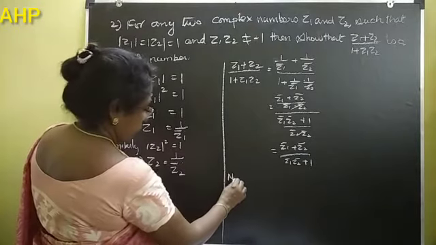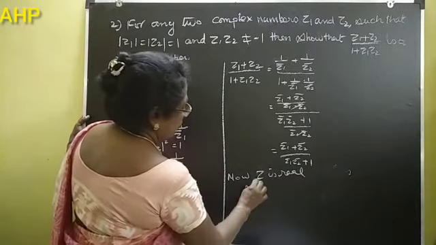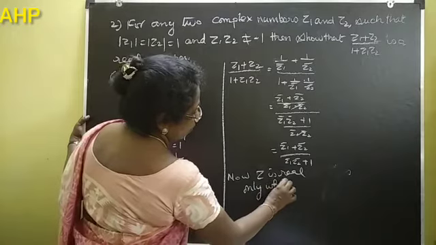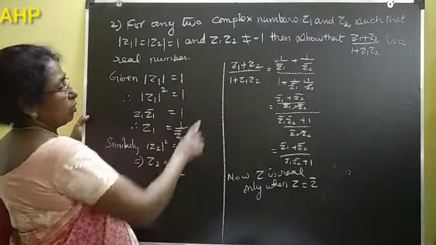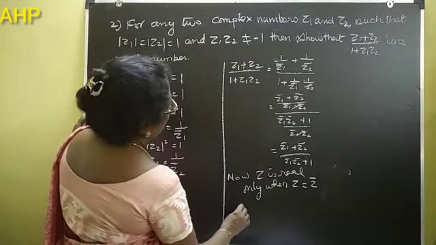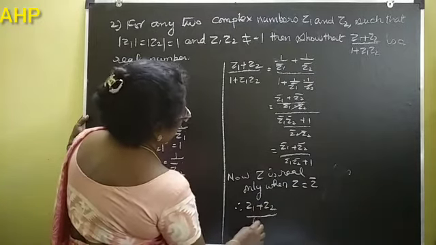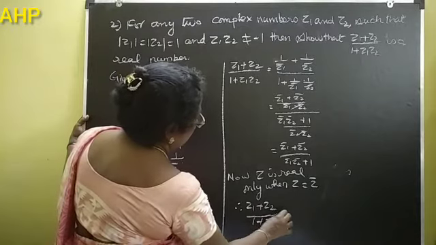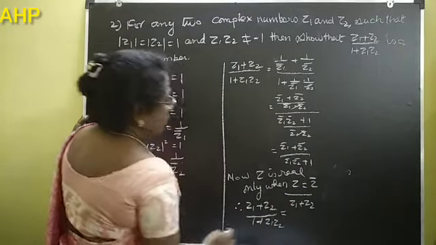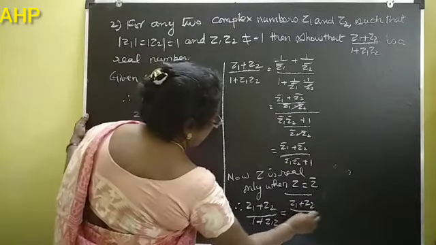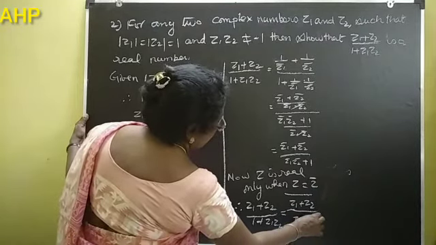Now Z is real only when Z is equal to Z bar. So now this is your Z. Therefore (Z1 plus Z2) divided by (1 plus Z1 Z2) can be written as, see, Z1 bar plus Z2 bar can be written as (Z1 plus Z2) the whole bar. Same way here in the denominator we will be getting (Z1 Z2 plus 1) the whole bar.